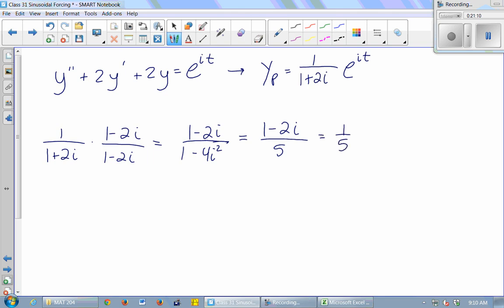Which is 1/5 minus 2/5 i. Yeah, that's your A. It's just an equivalent. So now I'm just going to rewrite it as A, (1/5 minus 2/5 i) times e to the it. You might recognize 1/5 and -2/5 from when we solved the problem before. Those were the values that we were looking for, the A and the B. They're going to show up in this also.